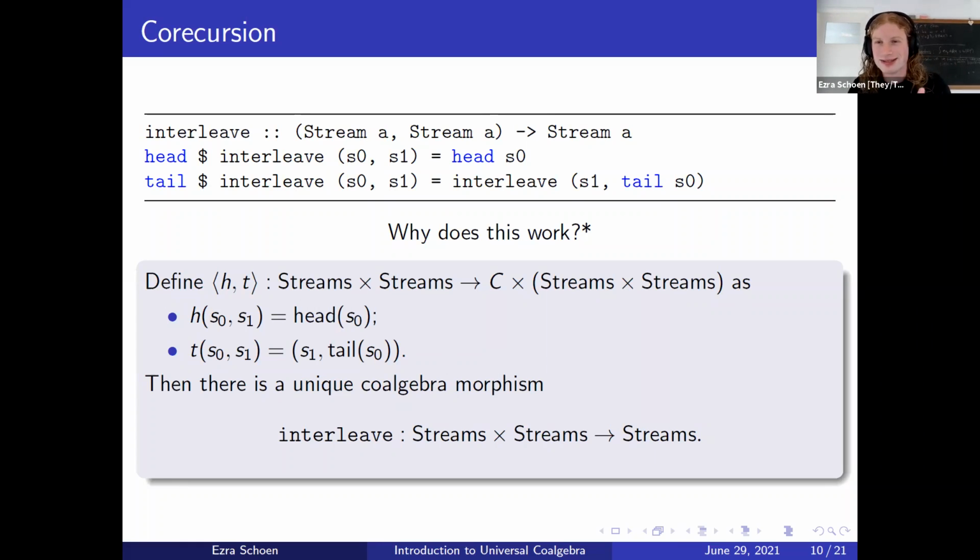And so if you look at the data type of streams, you actually see that this is how it works. So if you have some coalgebra structure on a type A, then you can use that to define a function. So that's co-recursion.